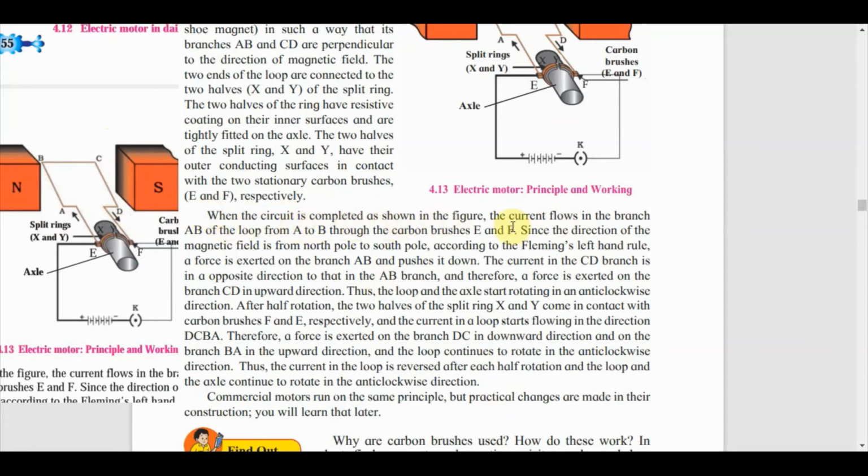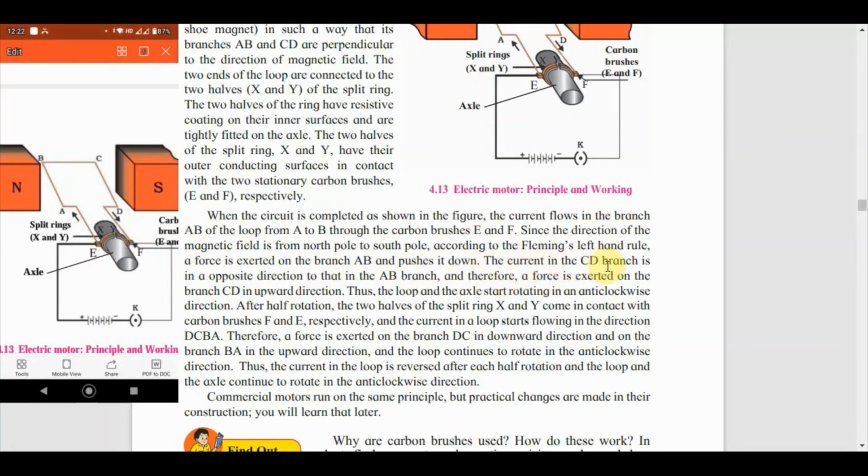When a circuit is completed as shown in the figure, the current flows in the branch AB of the loop from A to B through the carbon brushes E and F. See here, E and F. Since the direction of the magnetic field is from north to south pole, according to Fleming's left hand rule, a force is exerted on the branch AB and pushes it down. The current in the CD branch is in the opposite direction to that of the AB branch, and therefore a force is exerted on the branch CD in the upward direction. I hope it is clear to you all.